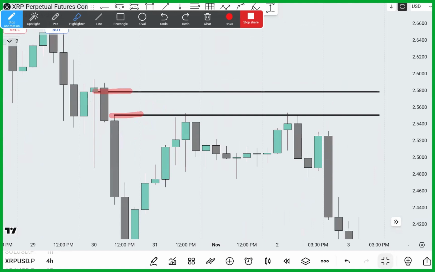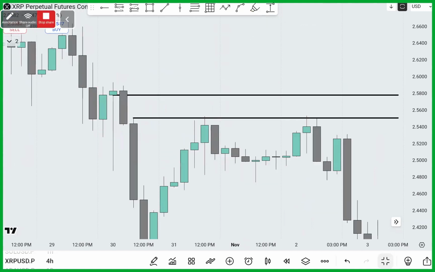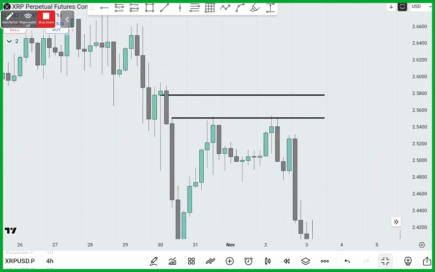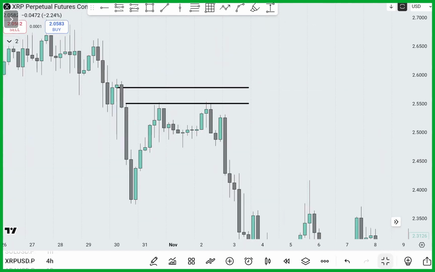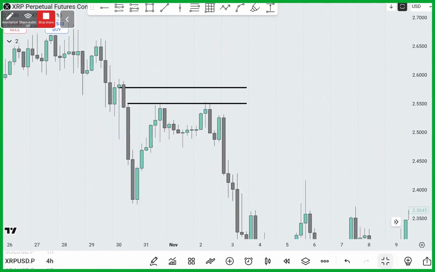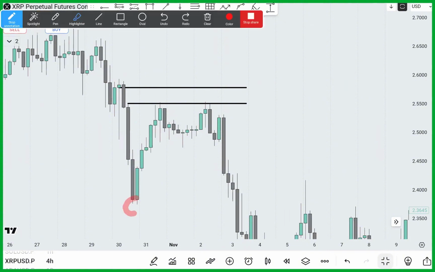Check how price reacts. Hope you see price first goes down. Price down up to here. When it comes and taps into it, it reacts. Then again it retests a second time.